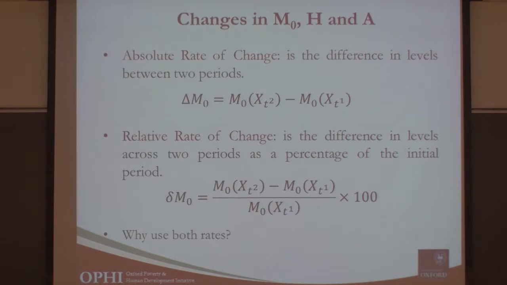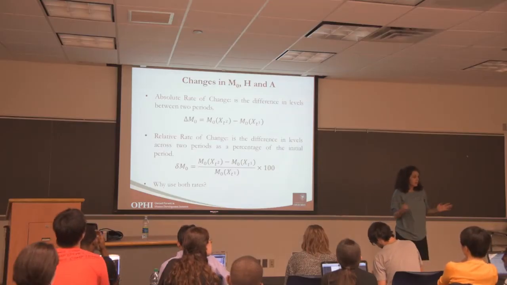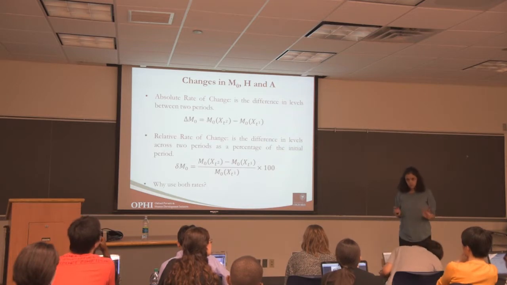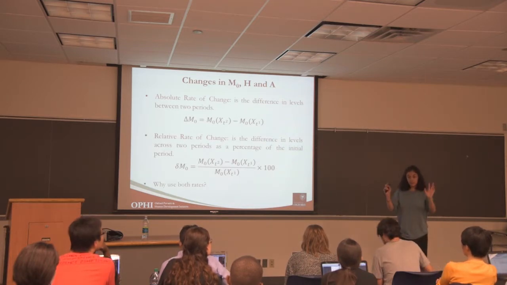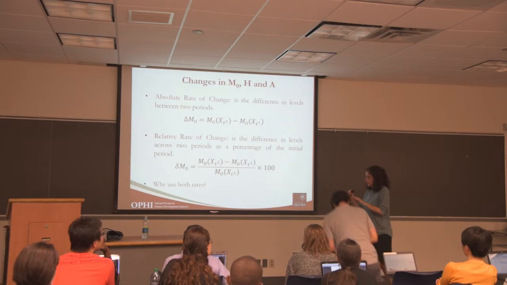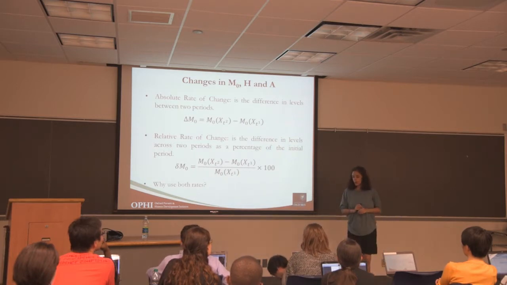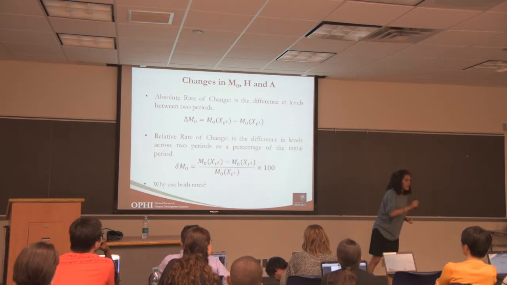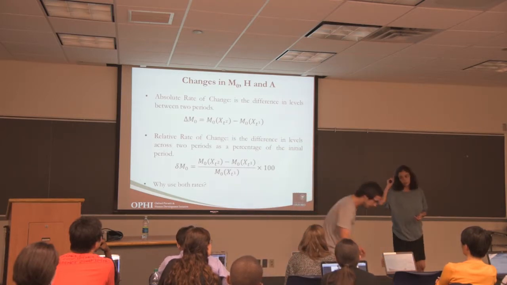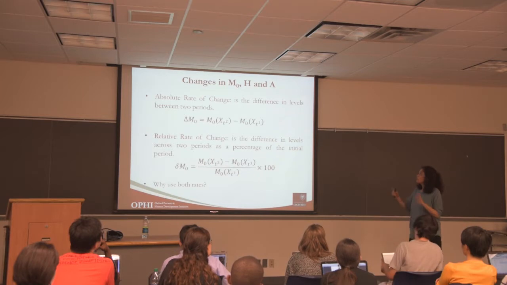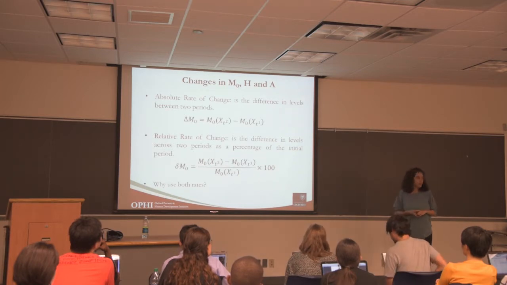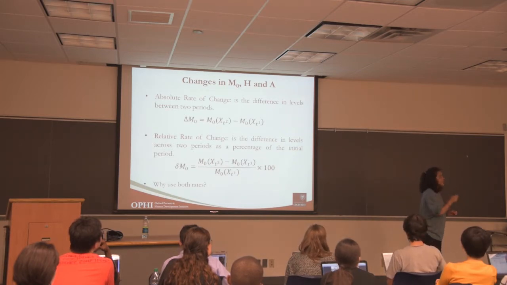But we can also look at the relative rate of change. It's the difference between the two periods as a percentage of the M0 in the first period. So let's go through an example, just to make sure we are all on the same page. We have a country that has reduced M0 from 0.5 to 0.4. What was the absolute rate of change? 0.1. What does that mean?